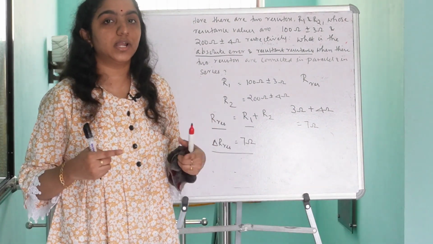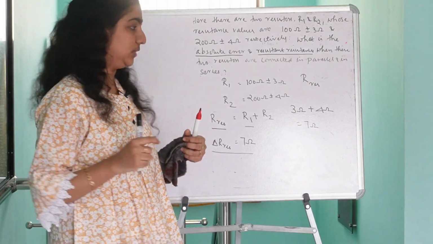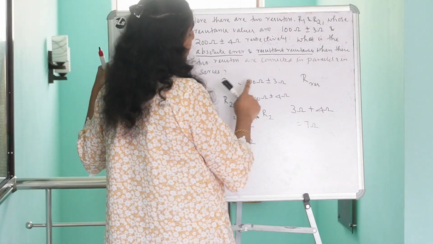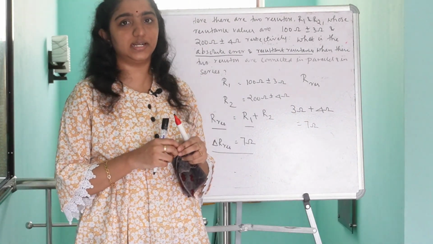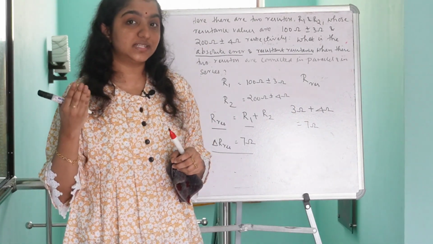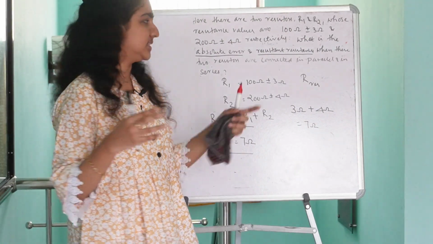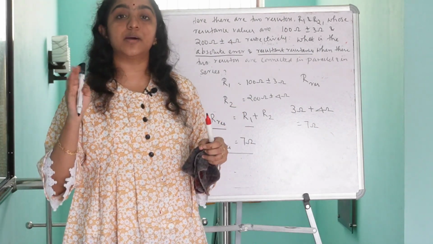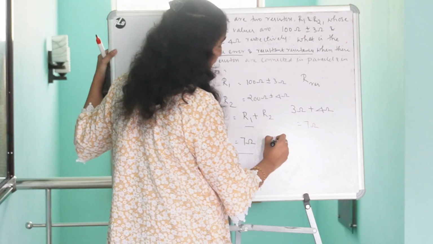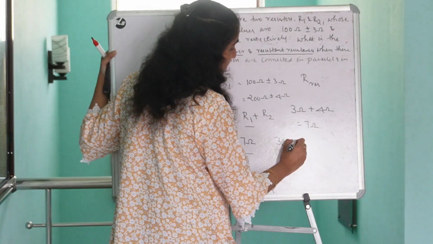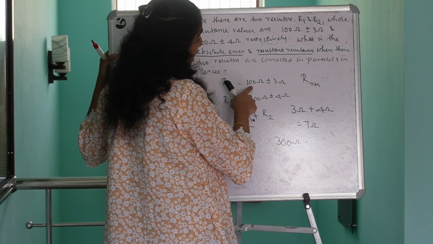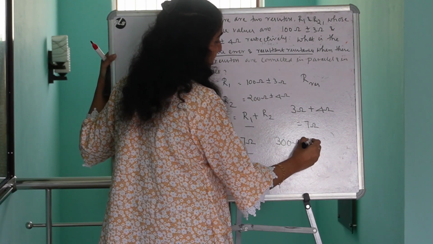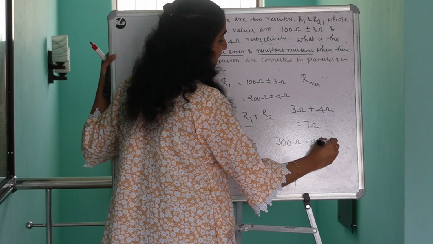Now the pending one is actual value, isn't it? So what is the actual resistance value? As I told before, when two resistors are connected in series, the resultant is nothing but the sum of those two resistor values. So actual value of resistance is equal to the sum of 100 ohm and 200 ohm, that is equal to 300 ohm. This is the actual value.